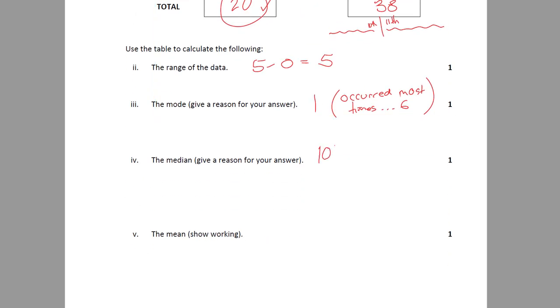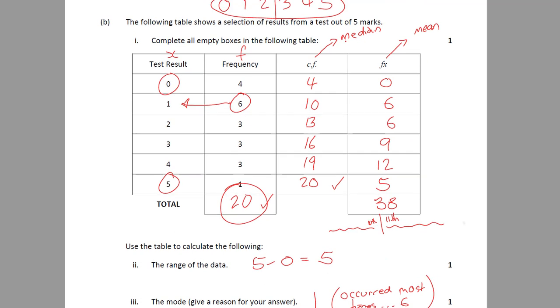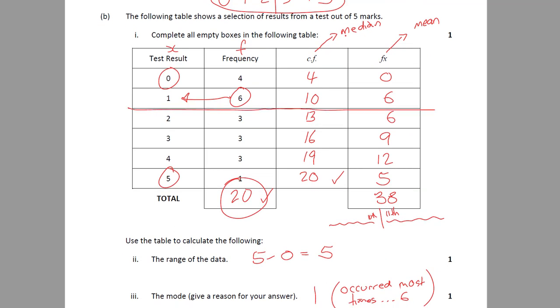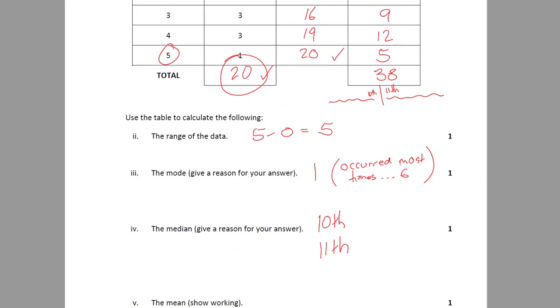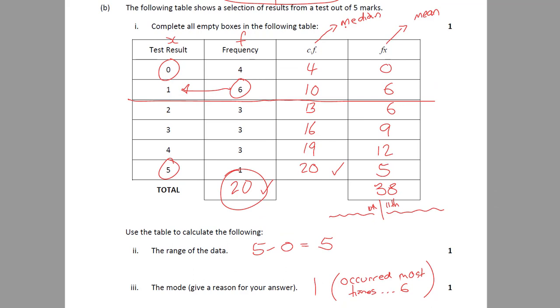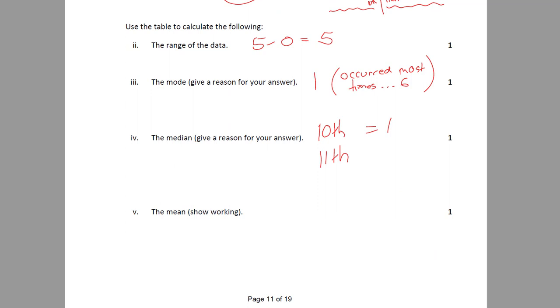And give a reason for your answer. It's like show your working. This is good enough. Showing 10th and 11th. The 10th score I can see, the first 4 scores are all noughts, but then the 5th through to the 10th score are all 1s, so the 10th score is a 1. The 11th score, well, the 11th, 12th, 13th scores were all 2s. So the 10th score was 1, the 11th score was 2. The median is halfway between them, or the average of them if you like. The median's 1.5. Call it 1.5 if you want, doesn't matter, fraction or decimal, same.